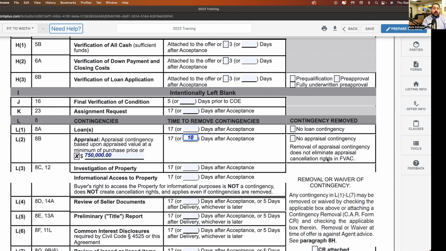So when I write my offer, if I write my offer like this, where it's not the offer price, it's a lower price, I've got to do the same thing on the FVAC, or else I'm playing with smoke and mirrors with the listing agent, and they're going to notice it.